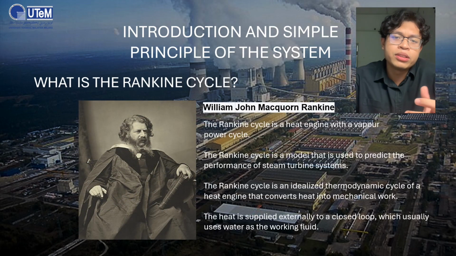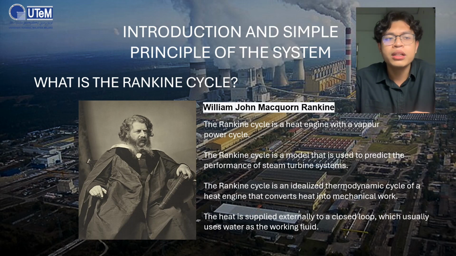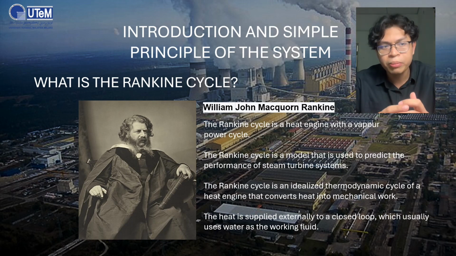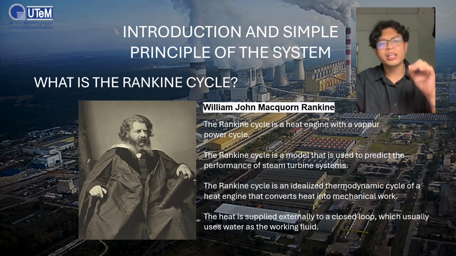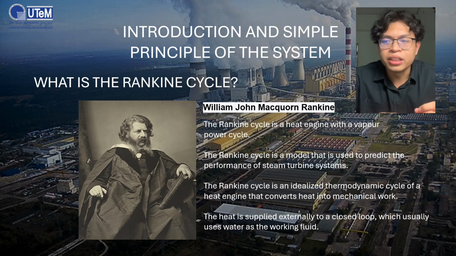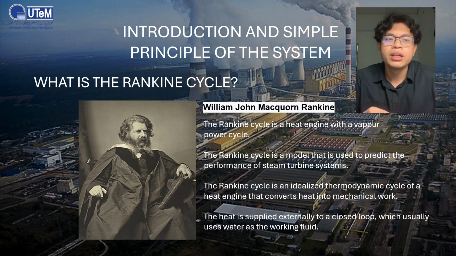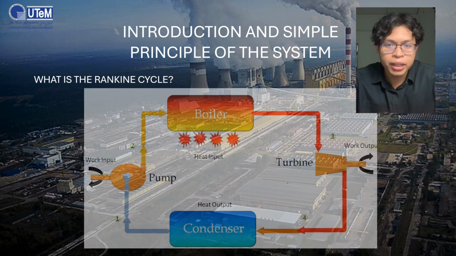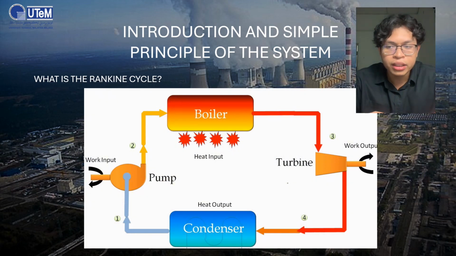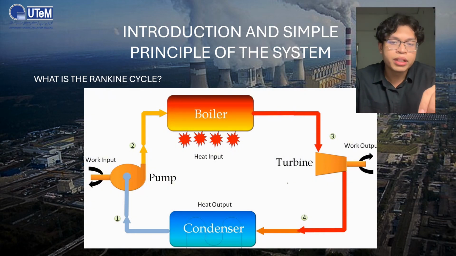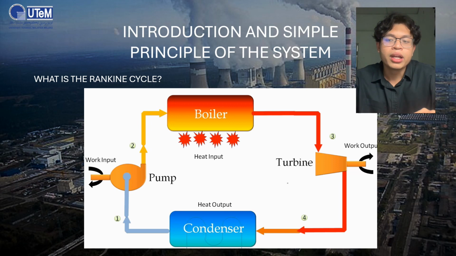So now, what is the Rankine cycle? The Rankine cycle is a cycle that was introduced to the world by William John Macquorn Rankine. This is a cycle that uses a heat engine, which is a vapor power cycle, and the engine is used to predict the performance of the steam turbine in the system by calculation. This is the cycle that converts heat into mechanical work, and it usually uses water as the working fluid in the system.